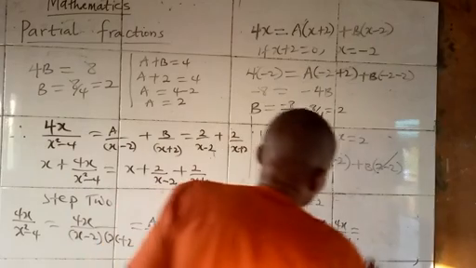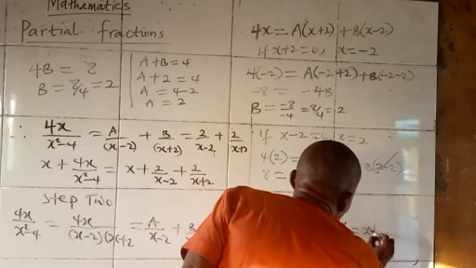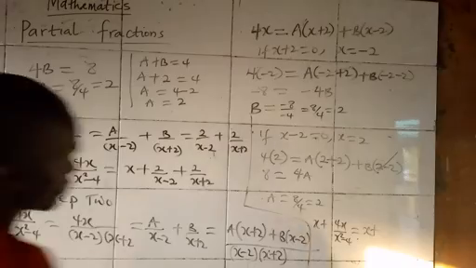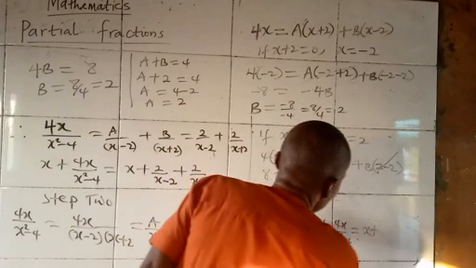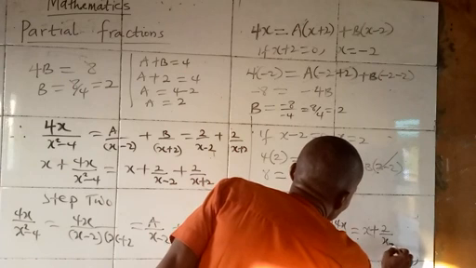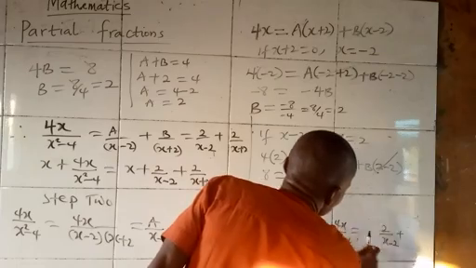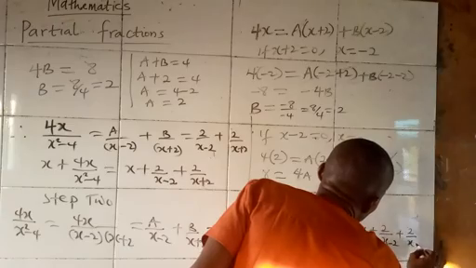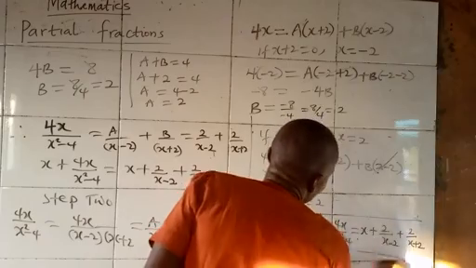I think we have done that. It's going to be a, and the a there is 2 over s minus 2, plus the other one will also be 2 over s plus 2. This is how we represent it. This one becomes the final solution.